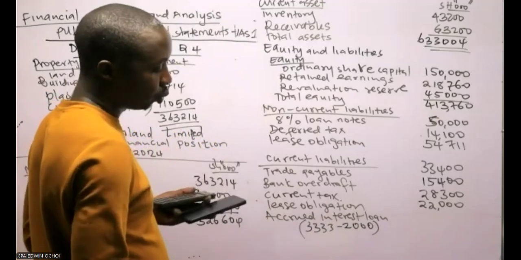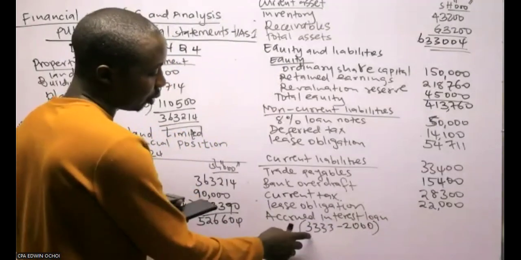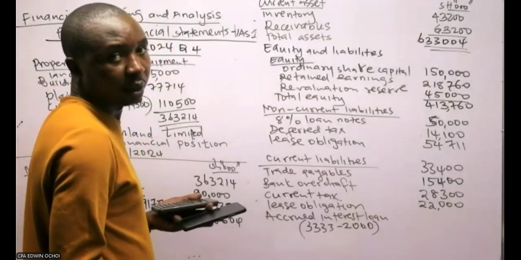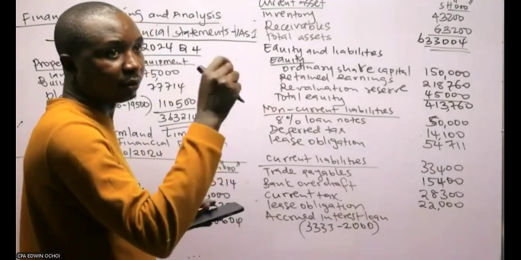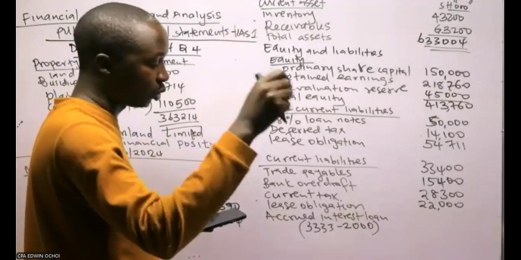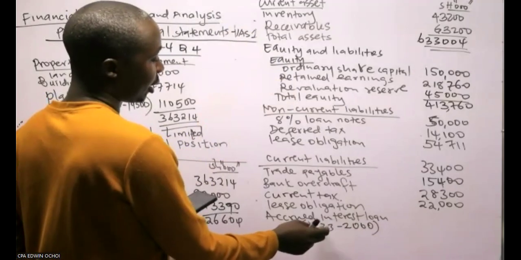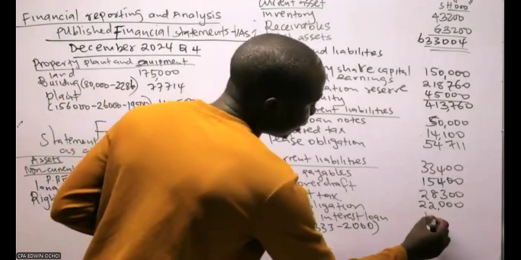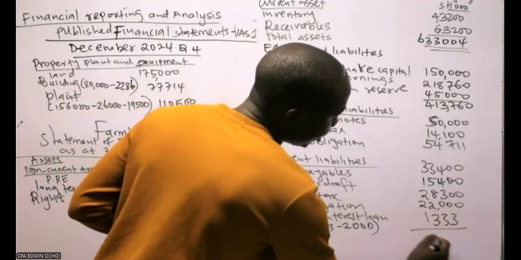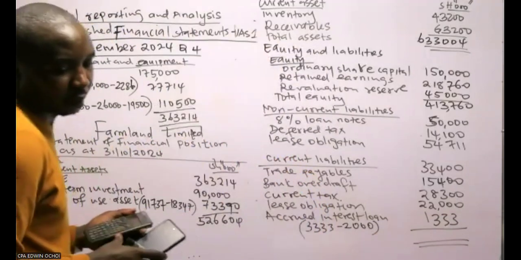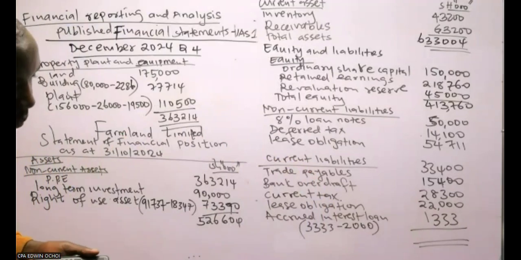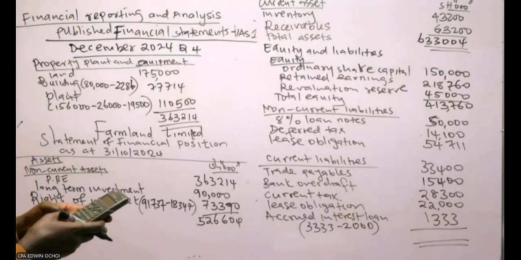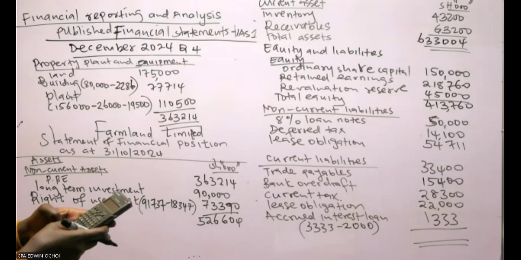Loan interest paid 2,000, but the total interest on the loan notes, the 8% times 50,000 times 10 over 12, we got 3,333. 2,000 has been paid. So the balance of 1,333 is not yet paid.